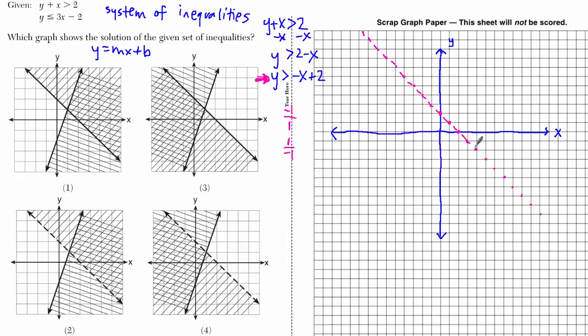Like this. Just as long as it's not solid, you'll be okay. It can be points, it can be dashes, it doesn't really matter. And don't forget to put the arrows, because this boundary line goes forever in all directions.